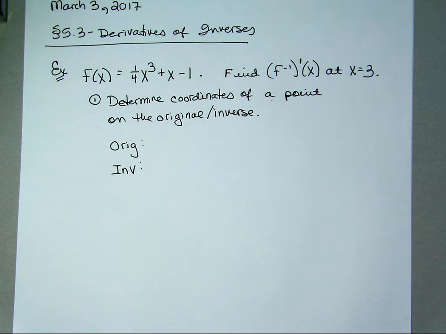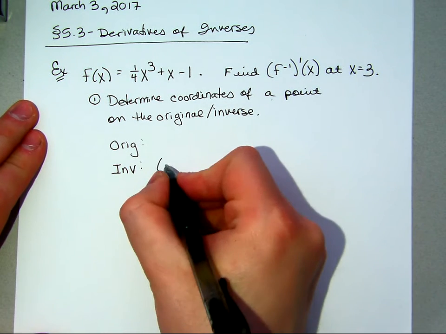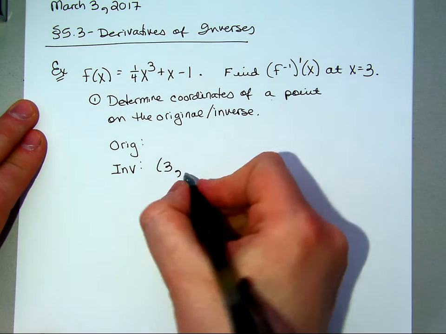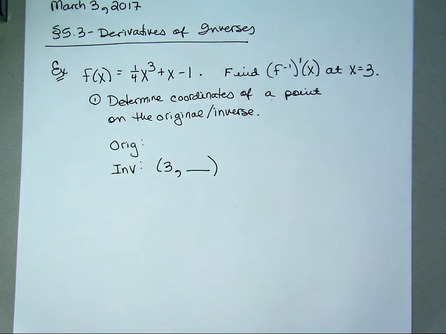I'm asking you to find f inverse prime, the derivative of the inverse, at x equals 3. This x equals 3 is an x coordinate. It is not an x coordinate on the original, but it is an x coordinate on the inverse. So on the inverse, I have the point 3 comma, I don't really know, 3 comma something.